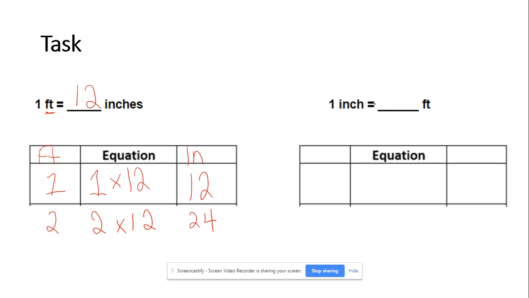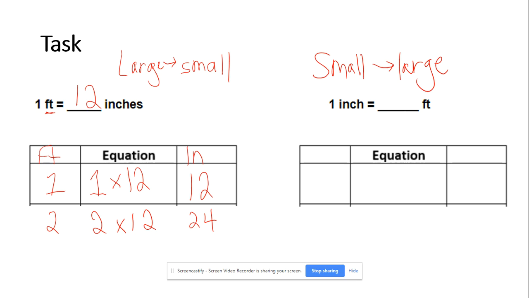Here, we're going the opposite way. We're starting with inches, and we're trying to figure out how many feet that's equivalent to. So in this first one, we went from a large unit to a smaller unit. And here we're starting with a smaller unit and we're going to a larger unit. So we want to figure out, if we have 1 inch, how many feet that is. So let's start with inches. Notice this is on the input portion, and we're going to be ending in feet. So just the exact opposite from our first table.